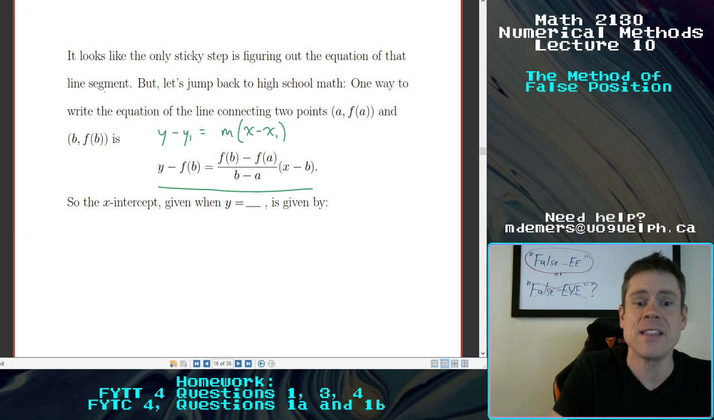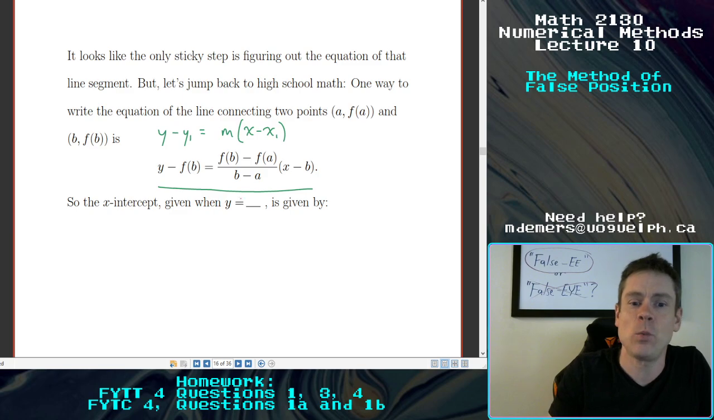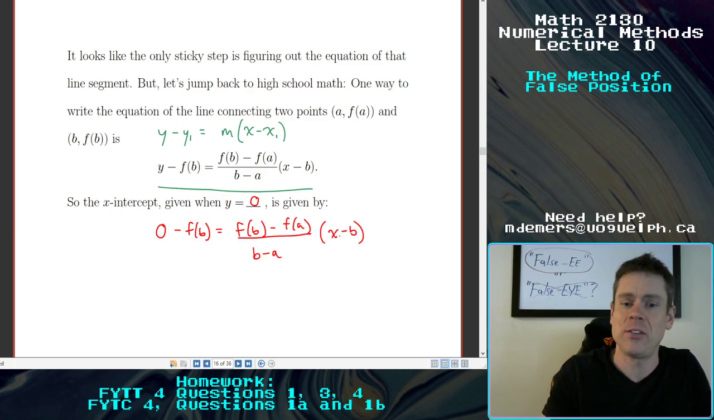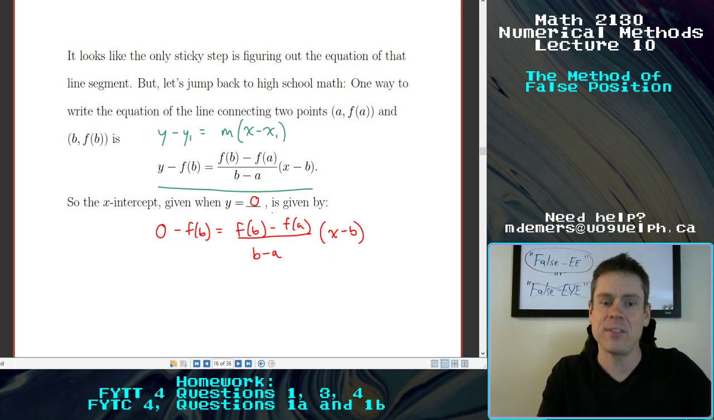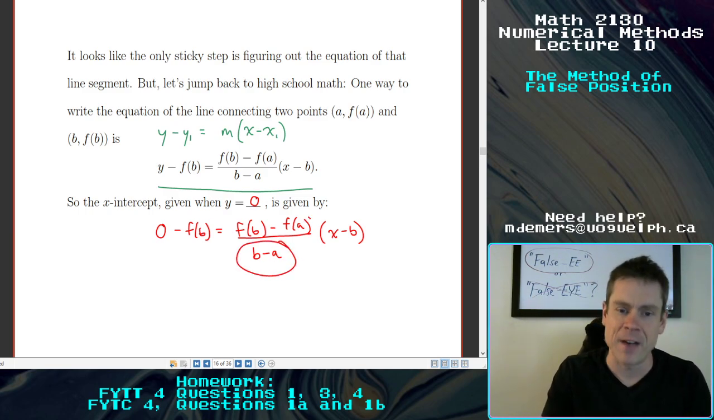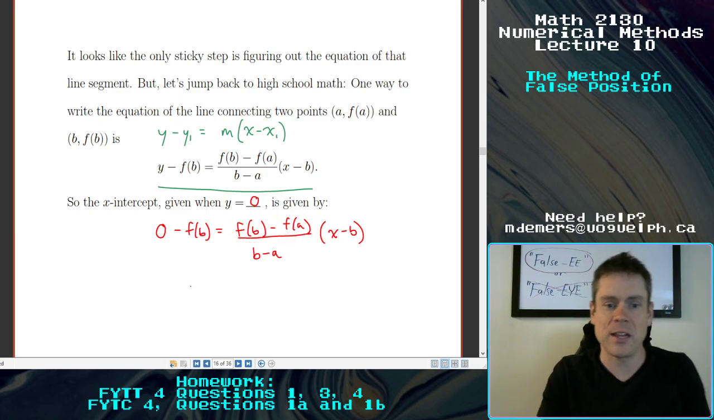And if I want to find the x-intercept of this, which is what the process is here, that's given when y is equal to 0. And so this is just going to be 0 minus f of b equals f of b minus f of a over b minus a times x minus b. Our goal is to solve for x if I want to find the x-intercept. So let's isolate for this. That shouldn't be that hard. I need to multiply up by the b minus a, divide down by the f of b minus f of a, and then add the b. So it looks like we're going to get the following.